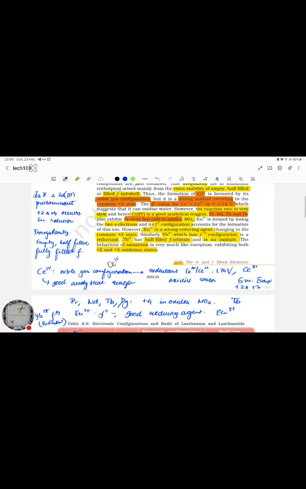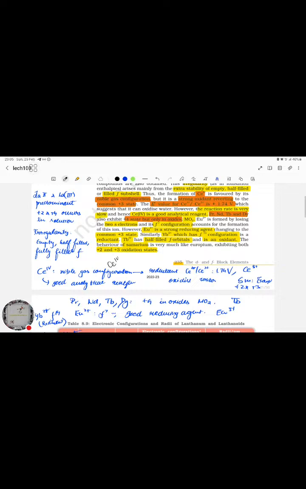Praseodymium, neodymium, terbium and dysprosium also exhibit the +4 state, but only in their oxides. Fine, great. So in an oxide of the form MO2, they are able to show the +4 oxidation state. Europium 2 plus is formed by losing the 2 s electrons, and its f7 configuration accounts for the formation of this ion. Why is it favored? It is due to the fact that it has the f7 configuration, the half-filled configuration of the f orbital.